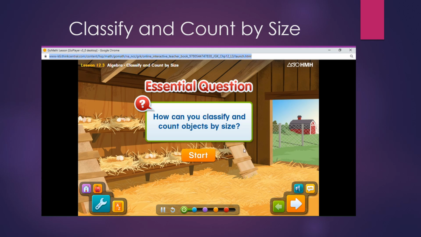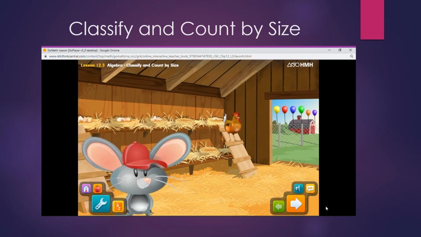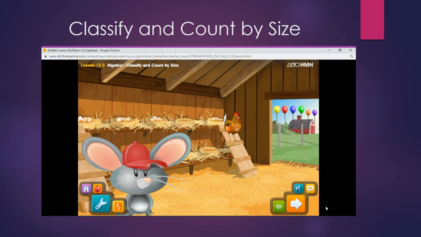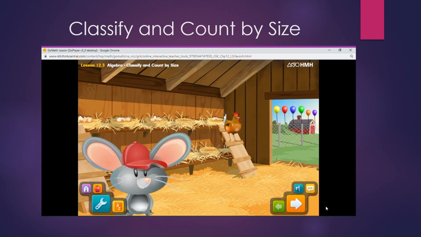How can you classify and count objects by size? Hey there! This is my friend Charlie. We noticed that the balloon man is selling small balloons and big balloons. The small balloons sell for less than the big balloons. So knowing the difference between big and small can be important. Charlie says he likes small balloons best. He wants to know how many balloons are small.